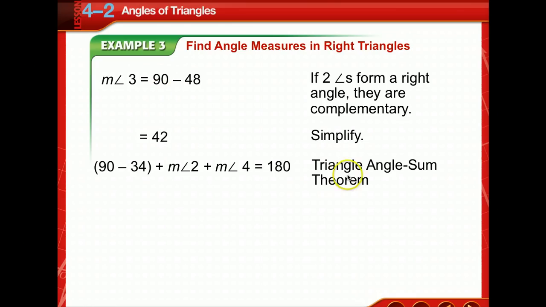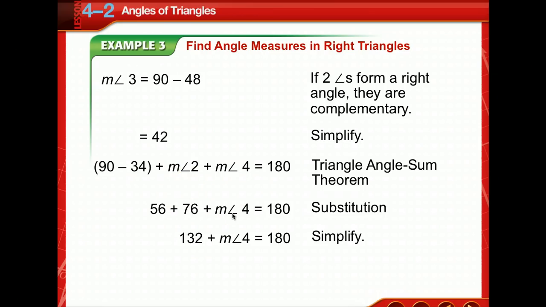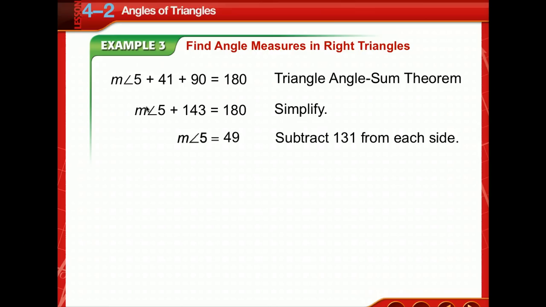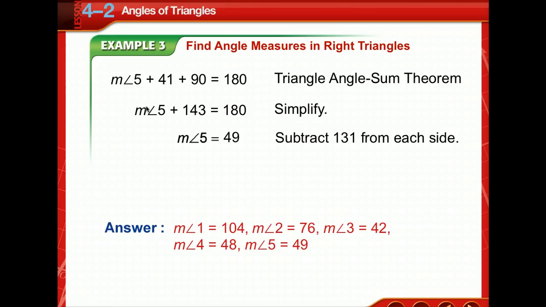So now using the triangle angle sum theorem, we've got the measurement of 90 minus 34 plus the measurement of angle 2, 76. So we can find out what the measurement of angle 4 is. And it's 48. One more to go. Using the triangle angle sum theorem, we've got two of the measurements. So we add them together, subtract from 180, so the measurement of angle 5 is 49. And so if you've got a running list going, then you've got your answer ready to go already.